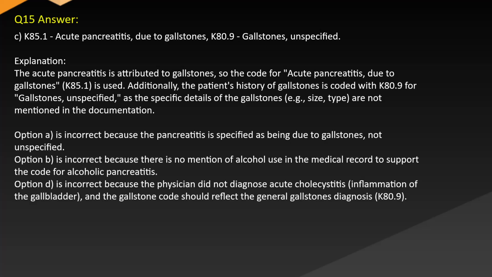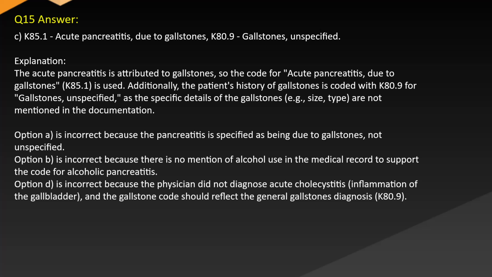Answer C. K.1, acute pancreatitis due to gallstones, K.9, gallstones unspecified. Explanation: the acute pancreatitis is attributed to gallstones, so the code for acute pancreatitis due to gallstones, K.1, is used. Additionally, the patient's history of gallstones is coded with K.94, gallstones unspecified, as the specific details of the gallstones, e.g. size, type, are not mentioned in the documentation.